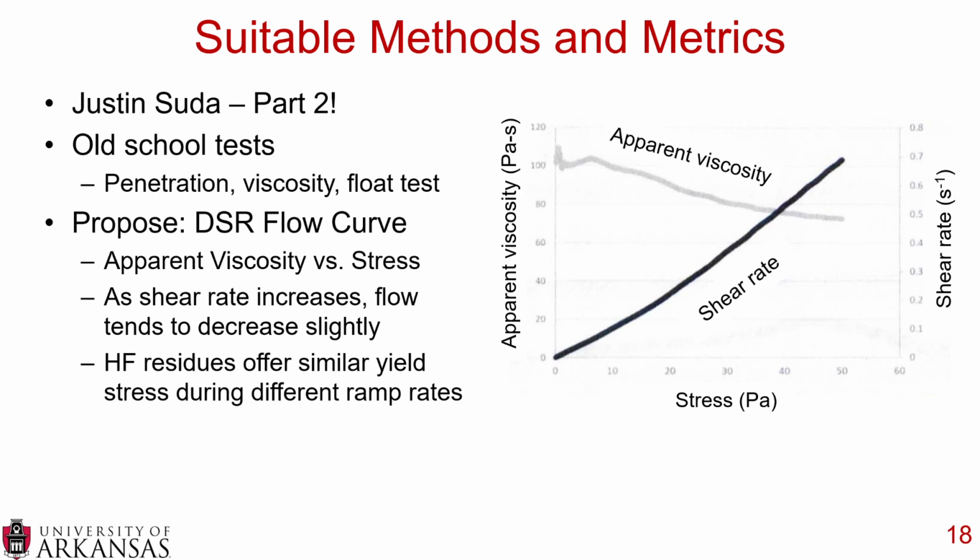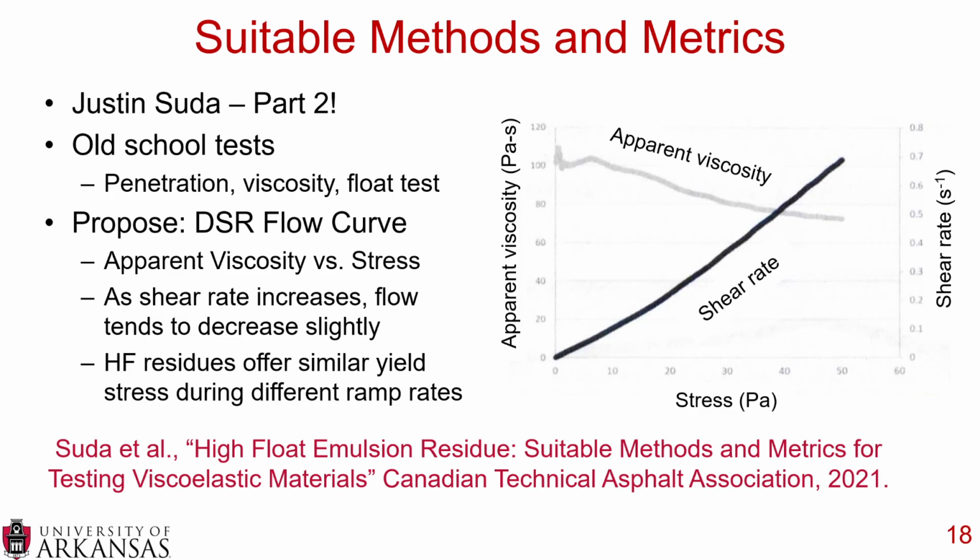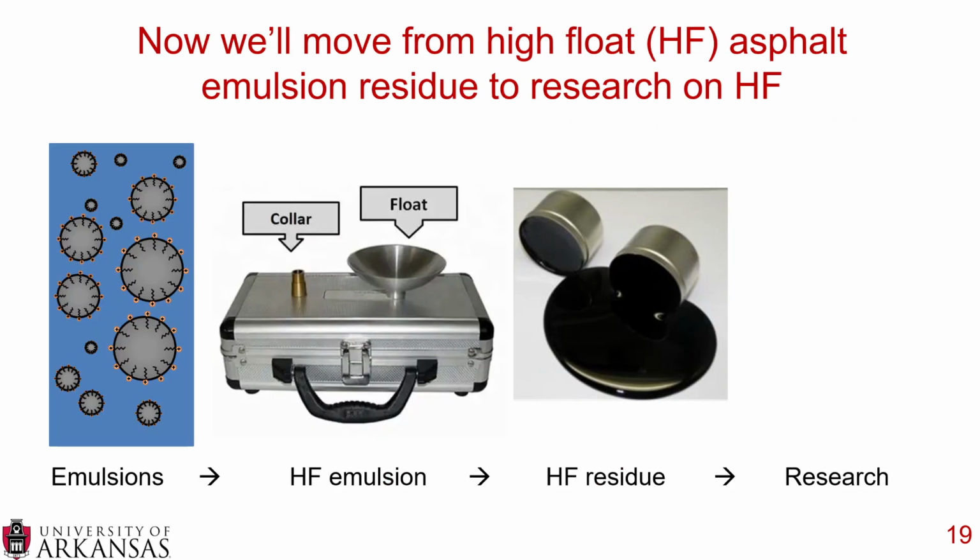And high float residues offered similar yield stress during the different ramp rates. So it's kind of interesting. He looked at a whole bunch of different asphalt emulsion residues. This specific graph is of a high float, and that apparent viscosity is relatively flat, and the other ones had much different shapes. And if you want to learn more about that, High Float Emulsion Residues: Suitable Methods and Metrics for Testing Viscoelastic Materials, again, in CTAA from 2021. So that's a nice overview of high float residue.